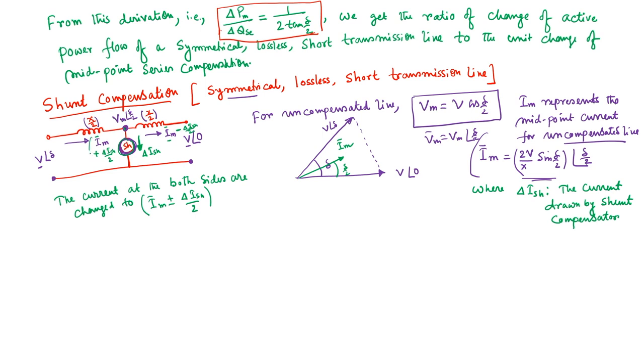This IM will get changed due to the current drawn by the shunt compensator at the midpoint. One half would be IM plus del ISH by 2, another half would be IM minus del ISH by 2. Once the currents get changed, VM will also get changed. We have to find out how much change happens to VM. Due to the change in current, VM, which is the midpoint voltage, will be changed to VM dash.